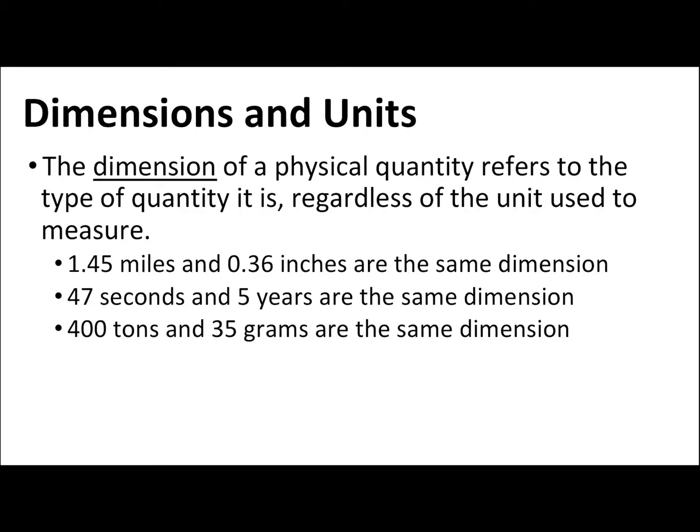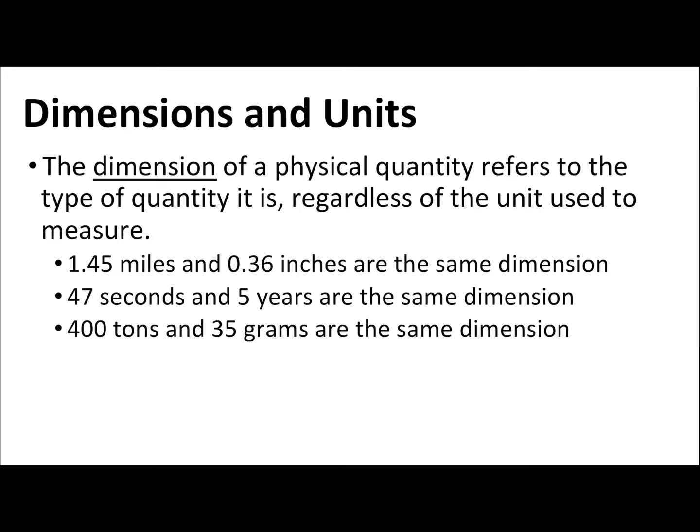All right, and dimensions and units, this is going to be our nitty-gritty for today. The dimensions of a physical quantity refer to the type of quantity it is, regardless of the unit used to measure. So there we have three big dimensions. 1.45 miles and 0.36 inches are the same dimension. 47 seconds and 5 years, same dimension. And 400 tons and 35 grams are the same dimension.